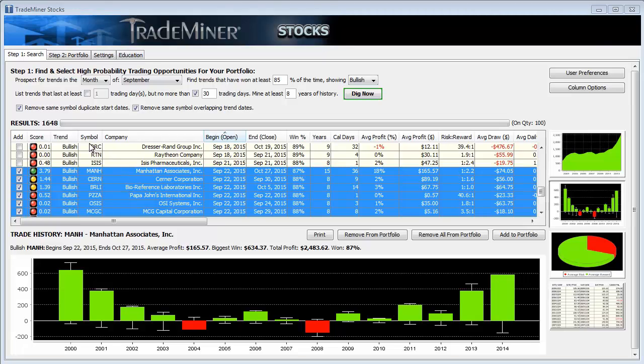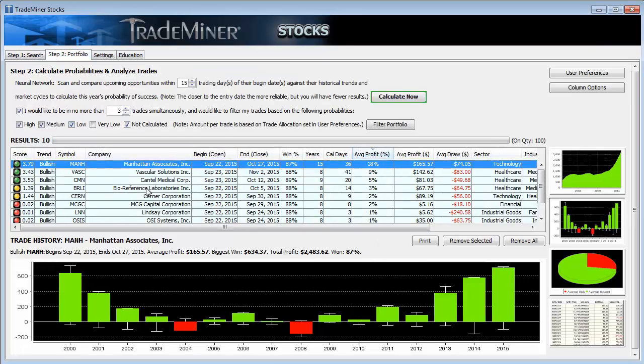All right, anyway, we're going to take our portfolio over to step number 2. And you can see that this is step number 2, and I've got a nice little covering here. The one I'm actually most interested in is this Manhattan Associates. And you'll notice that it's got an average profit of 18%. It starts on September 22nd and closes October 27th. And over the last 15 years, it's done pretty well during this time frame with an average profit of 18%.